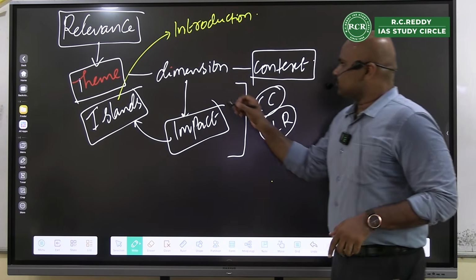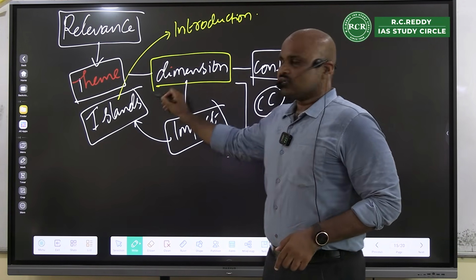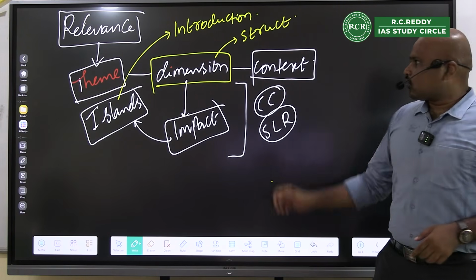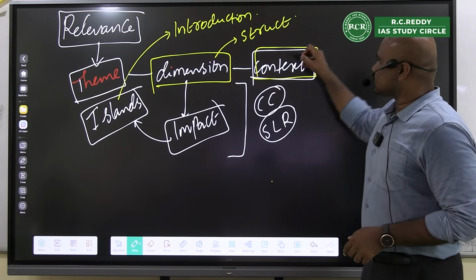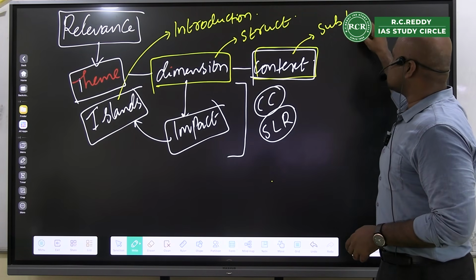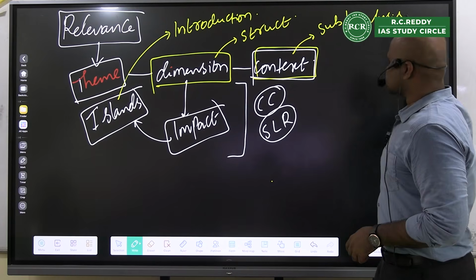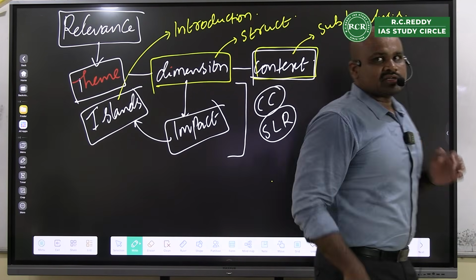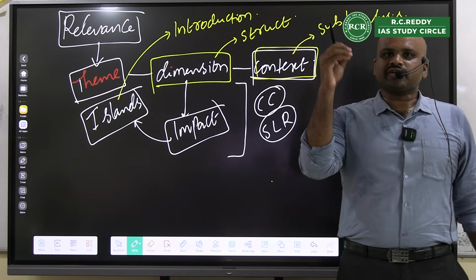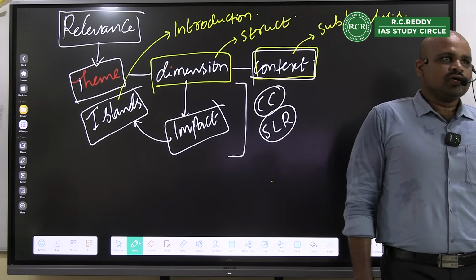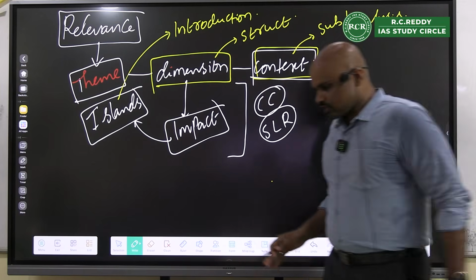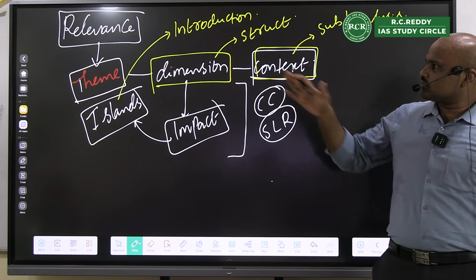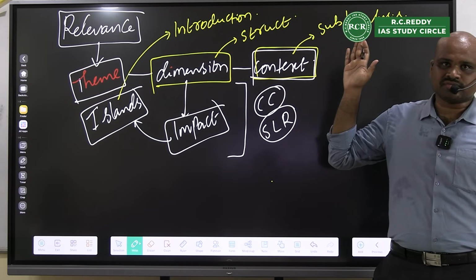My structuring will depend upon the dimension. Dimension will determine my structure. And what is my context going to determine? The context is going to determine the substantiation and the respective analysis. Now I can simply start writing the corresponding impact on island nations irrespective of reference to climate change or sea level rise. But we are not doing that at any cost, because I am going to miss the relevance of the question. So if I have to maintain the relevance, I will definitely have to stick to this dimension.